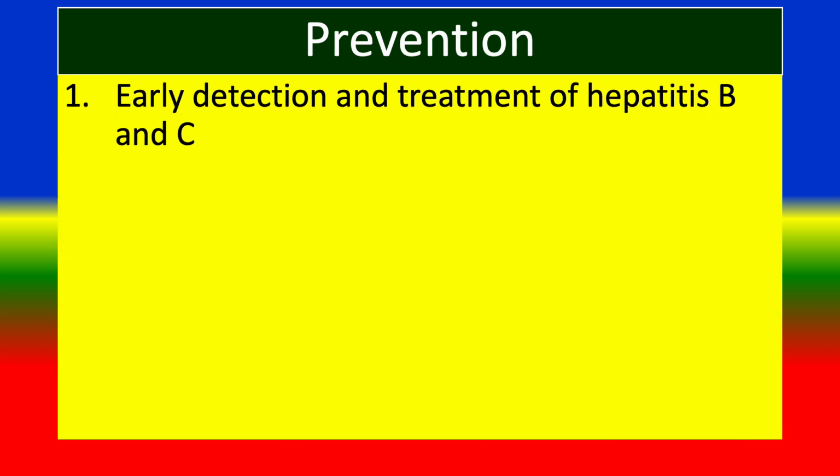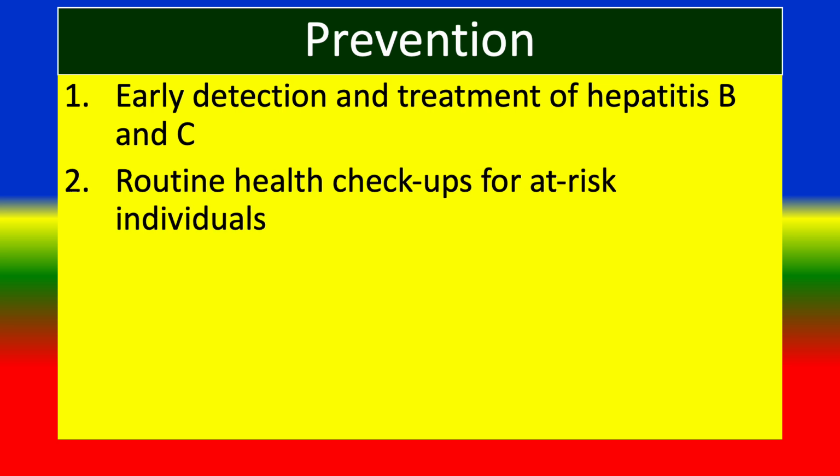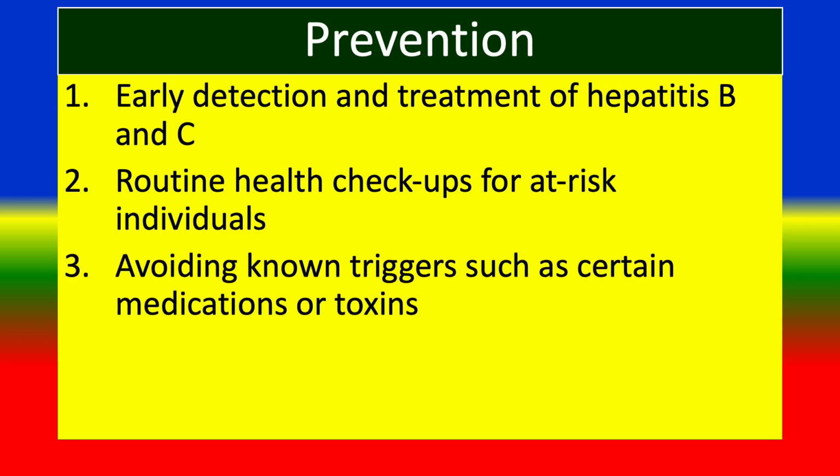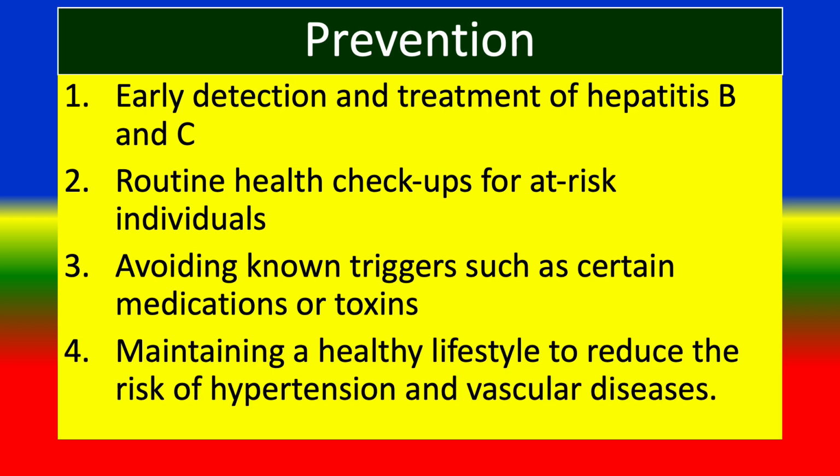Disease prevention. 1. Early detection and treatment of hepatitis B and C. 2. Routine health checkups for at-risk individuals. 3. Avoiding known triggers such as certain medications or toxins. 4. Maintaining a healthy lifestyle to reduce the risk of hypertension and vascular diseases.